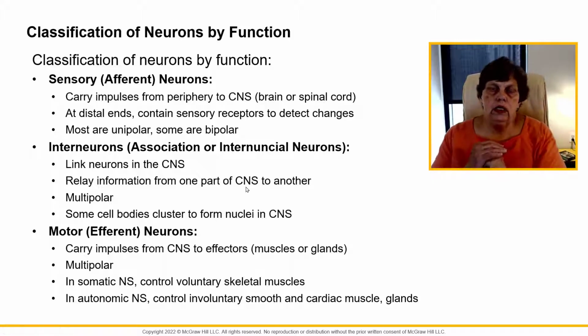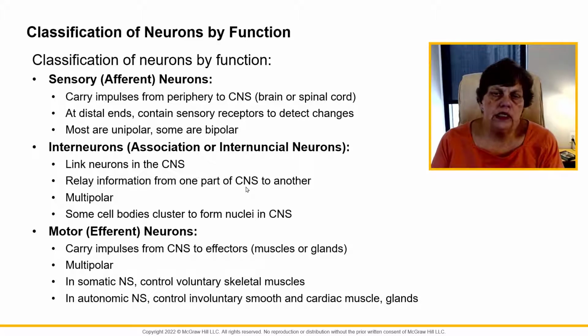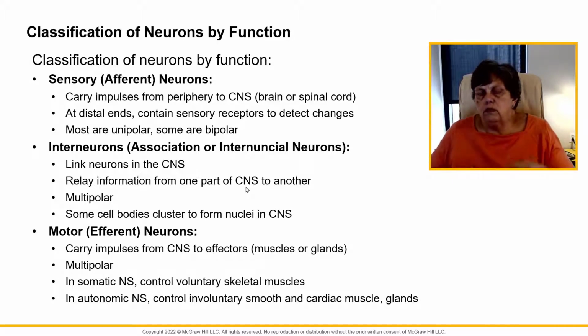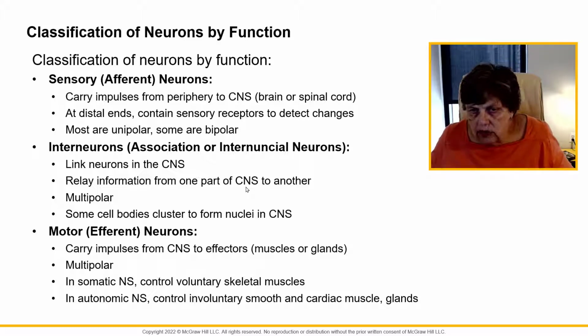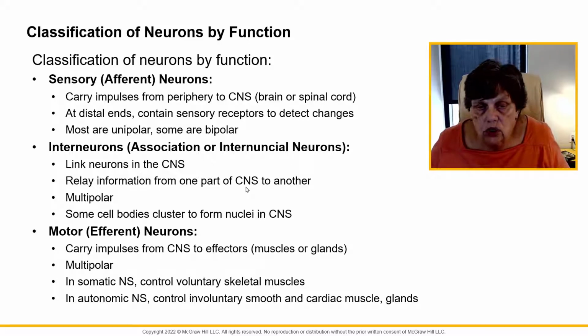All right, so we can classify the neurons by their function. Are they sensory? Are they motor? Or do they link? So if sensory, afferent, these are carrying the impulses from these receptors from the periphery to the central nervous system to be processed. So at their distal ends, they're going to have these receptors to detect some kind of change. Most of these are going to be unipolar, just because it makes for that function.